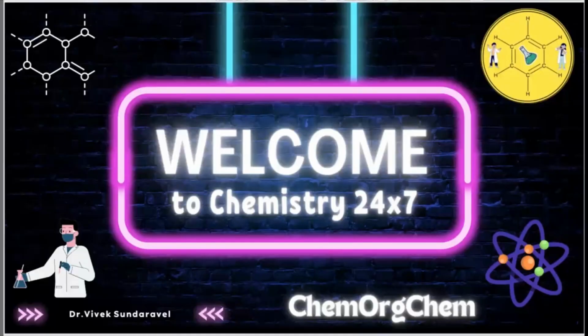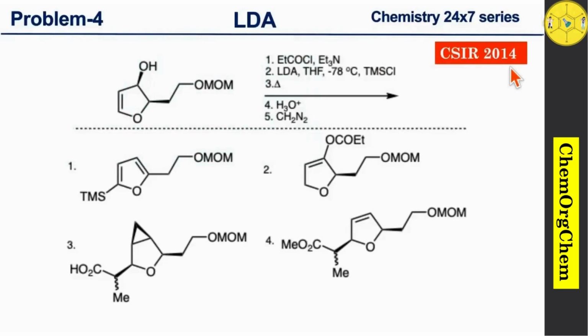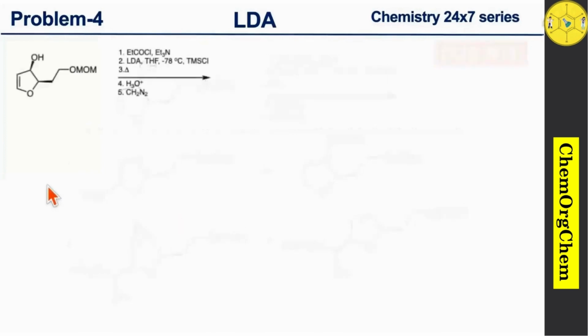In this series, we are exploring the solutions of previous year questions. This is a question from CSIR 2014. According to this, a compound reacts with a series of 5 reaction conditions and finally produces some compound. We should find out the correct product for this question. So let's break down the question and solve it together.